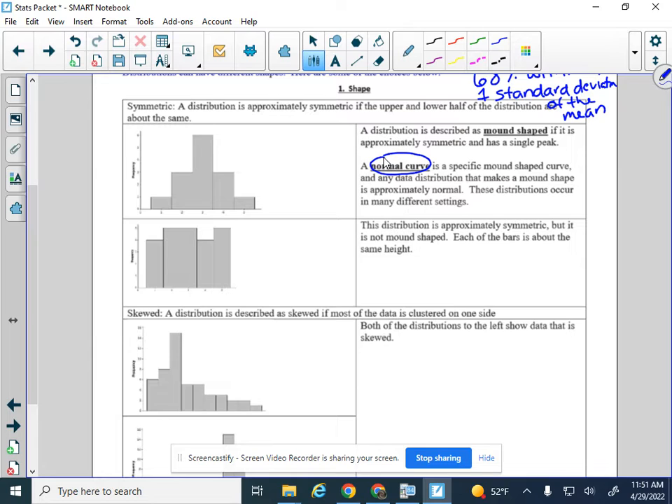This distribution is approximately symmetric. All the bars are about the same size on both sides, but it is not mound-shaped. Each of the bars is about the same height. So that's talking about that graph versus the mound-shaped graph that's up here.